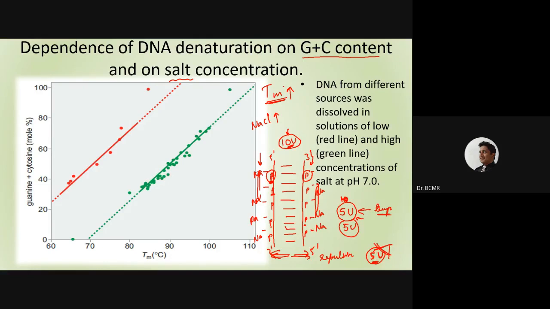I hope you understood this point. And the last one, I already told you, if you have more GC content, then you have more hydrogen bonds. That means you would require more temperature to separate those two strands.